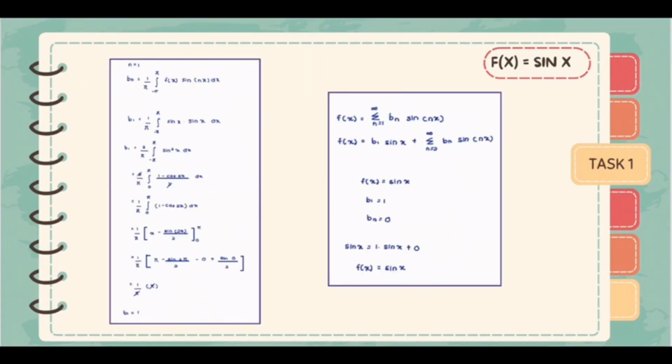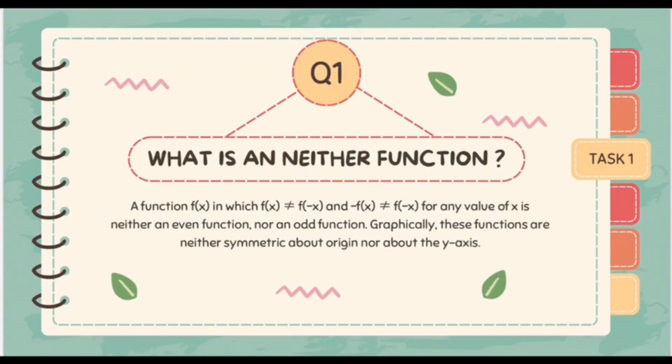To find the function f(x) by using the formula, we need to calculate b1 first. After that, we can substitute into the formula to get f(x). And then lastly, question 3 is about the neither function. What is the neither function?